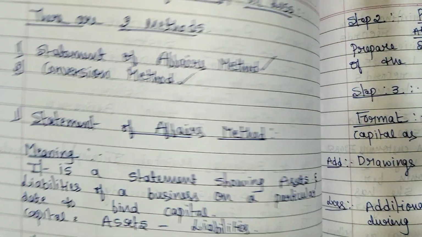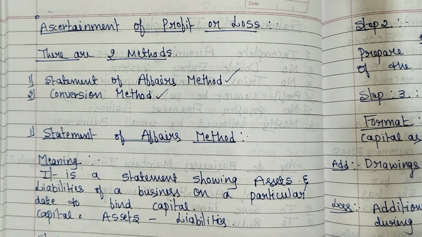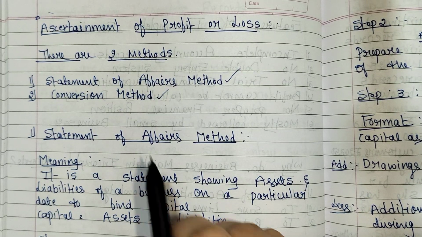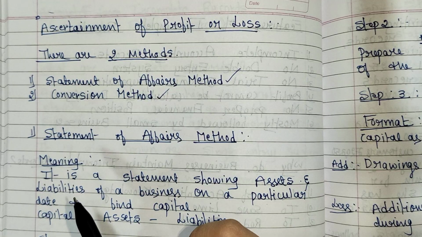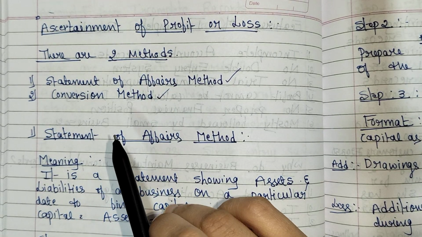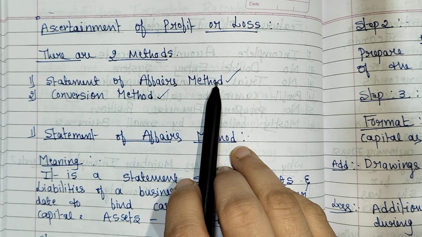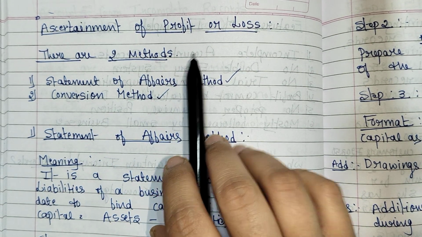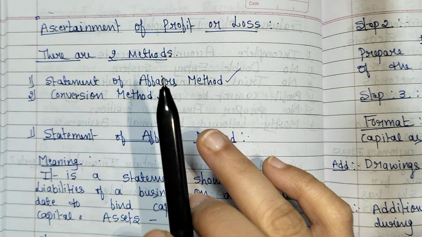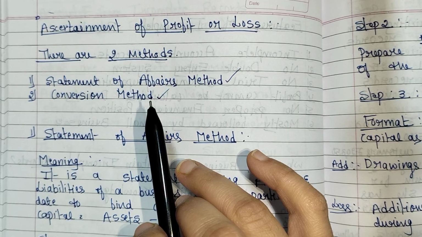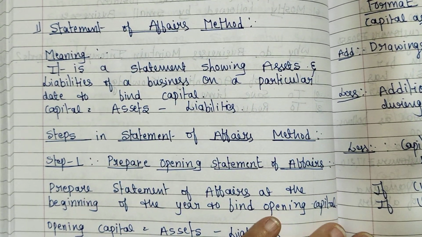And in incomplete records, how will we ascertain the profit or loss? There are mainly two methods. The first one is statement of affairs method and the second one is conversion method. So in this class we are going to discuss the statement of affairs method, means how we will find out the profit or loss using incomplete records of the business. Clear? Now let's discuss the statement of affairs method.